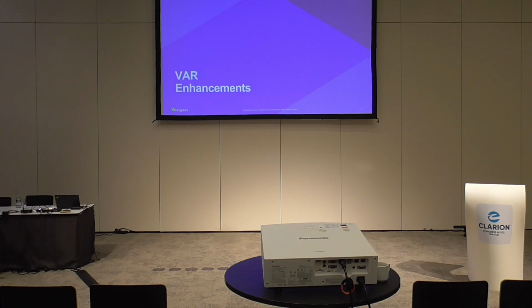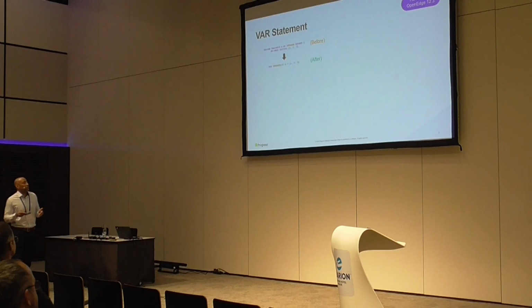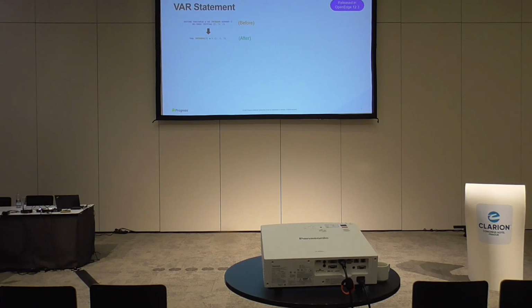Like I mentioned, 88 ABL new features have been released since 12.2 until 12.8. The VAR statement was introduced in OpenEdge 12.3, and subsequent releases introduced VAR enhancements. Specifically for OpenEdge 12.3, you can see the 3 lines of code. The first line is a declaration of a 3-element array before the VAR statement was introduced, in comparison to the line underneath the arrow, which is after, defining an array of 3 elements after the VAR statement was introduced.